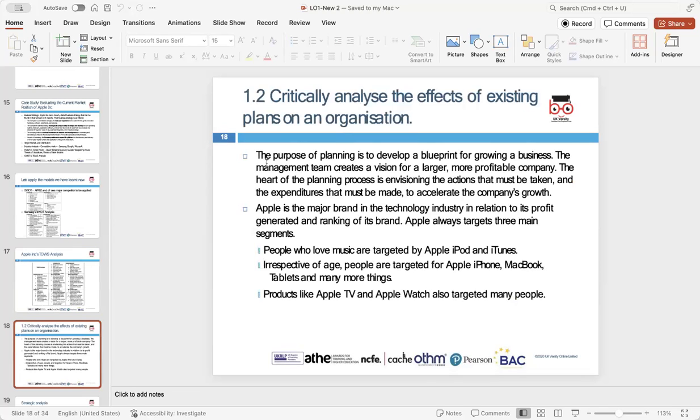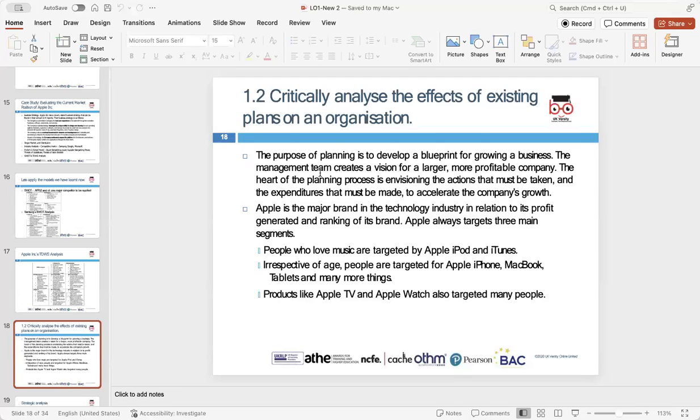Here, critical analysis of the effects of existing plans on an organization. Planning serves as a foundational blueprint for business growth. It involves creating a vision for expanding and enhancing the profitability of the company. Effective planning requires the necessary actions and expanding to facilitate growth and achieve long-term goals.